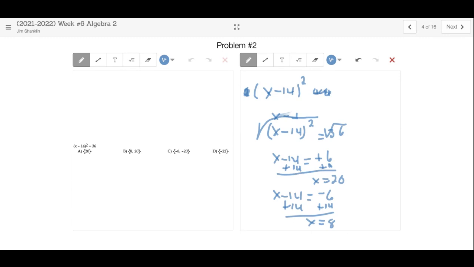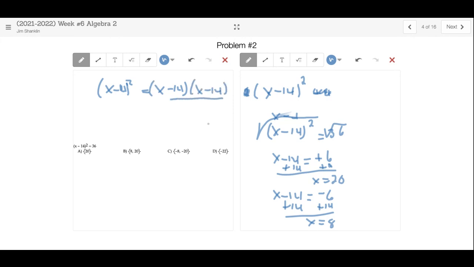Why not parentheses first? Do you mean, could you square it out? Could you do x minus 14 times x minus 14? You absolutely could, but I think what you're asking for is some trouble, because x minus 14 squared really means x minus 14 times x minus 14.